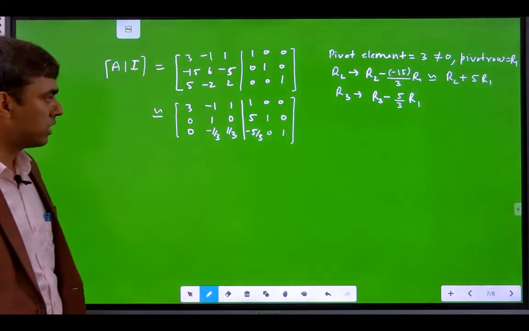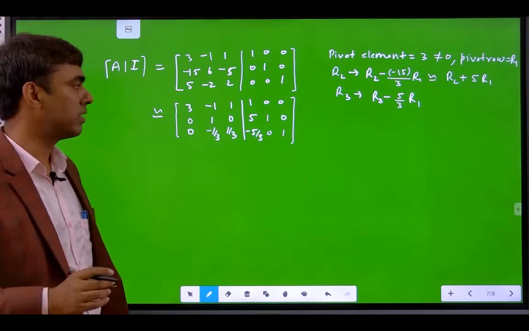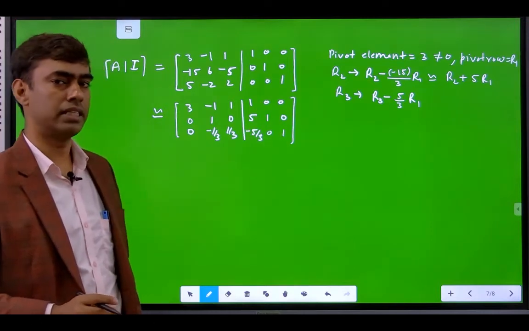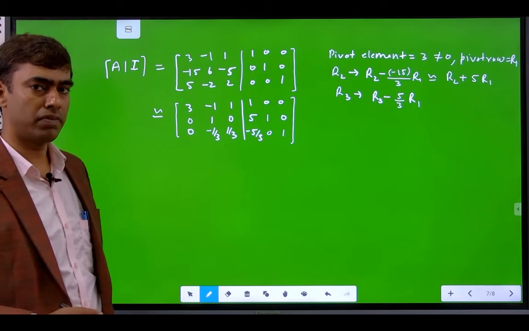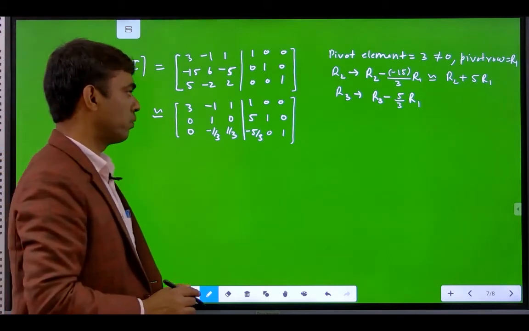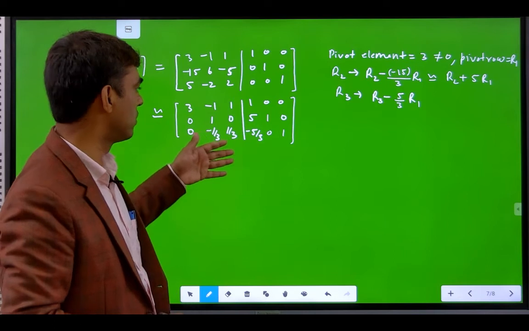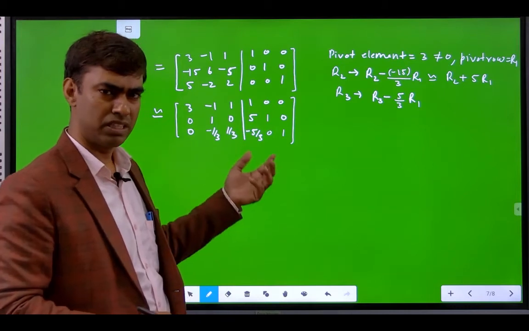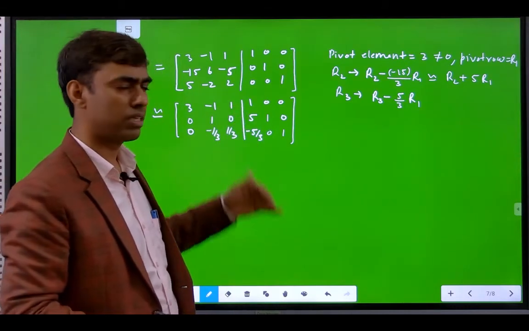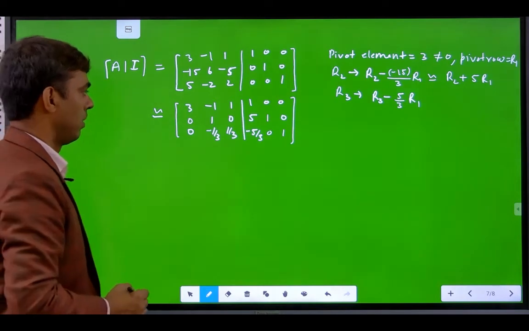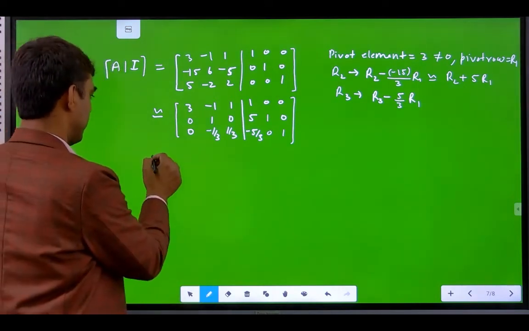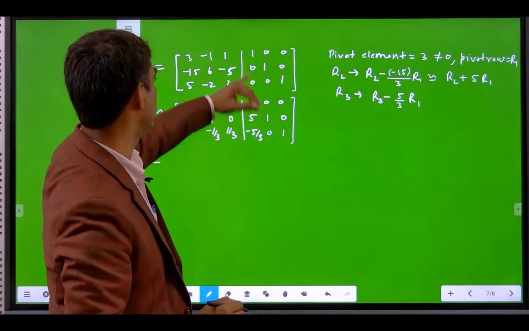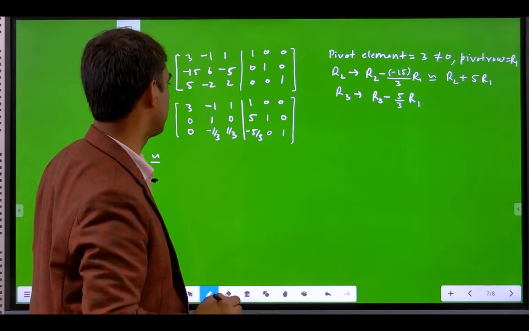If we closely observe, when we eliminate the first variable, there is no change in the second and third columns of the identity matrix, only a change in the first column of the identity matrix. When we solve, we need to observe this property in order to avoid errors. So now this is R3 minus 5 by 3 R1, and obviously this is the result.